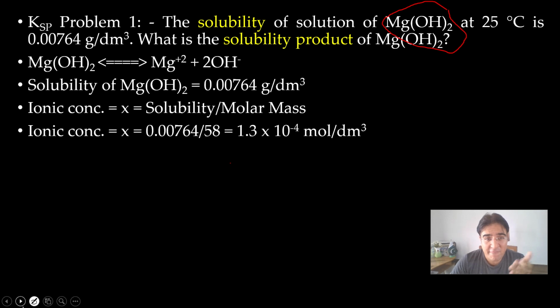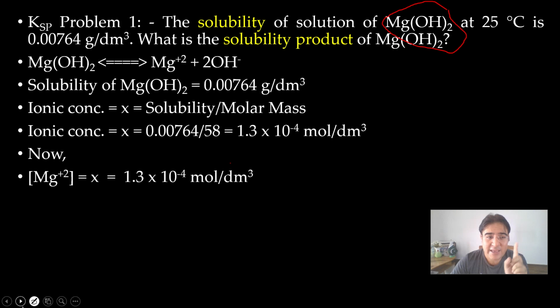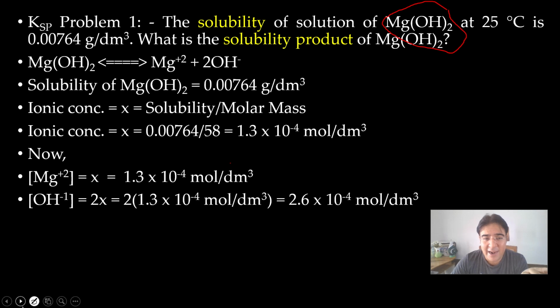After division, we have X. The same X is the ionic concentration of magnesium ions, but just double that, that's the ionic concentration of the OH minus ions. Very simple. And after that, I repeat for you, I'll just take a pause here again.